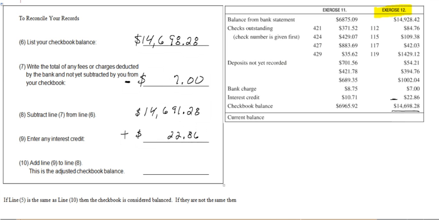So finally, if we add lines 8 and 9 together, we end up with $14,714.14. As it turns out, this amount here is exactly equal to the amount we obtained for line 5. As a result, since line 5 is equal to line 10, then we may say that the checkbook is balanced. If it turns out that they're not the same, then typically what you would need to do is go back over your process to make sure that you did not make a mistake.